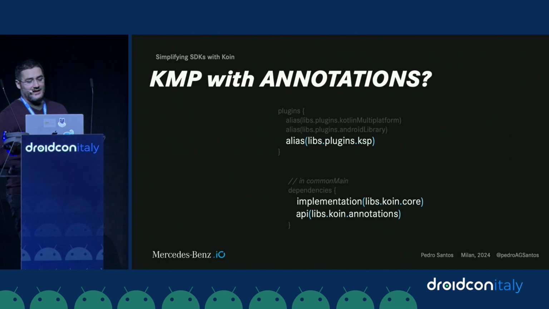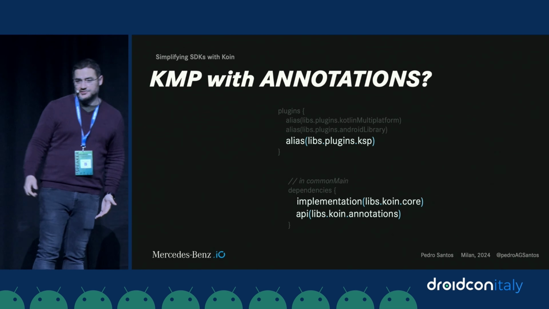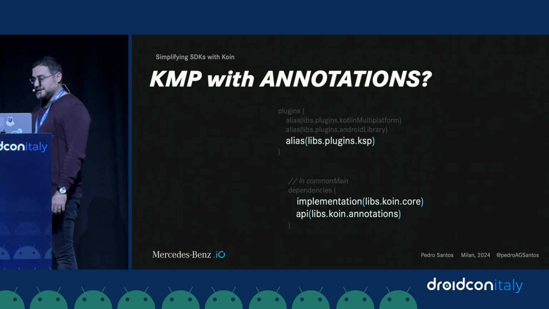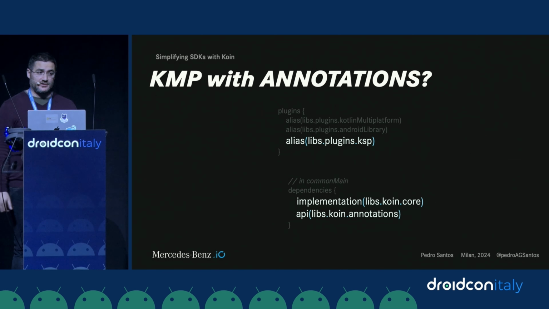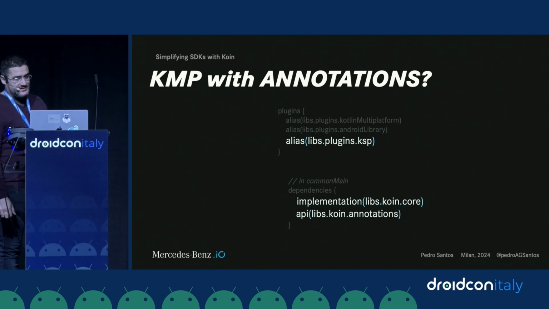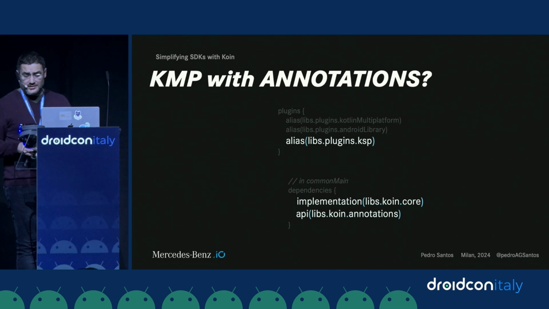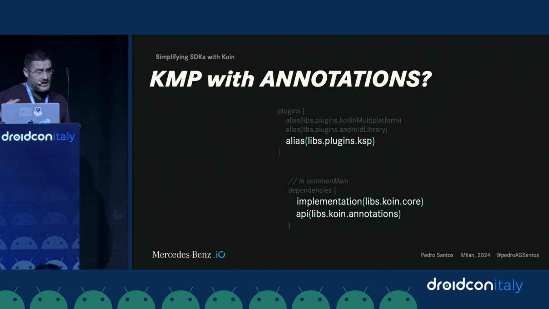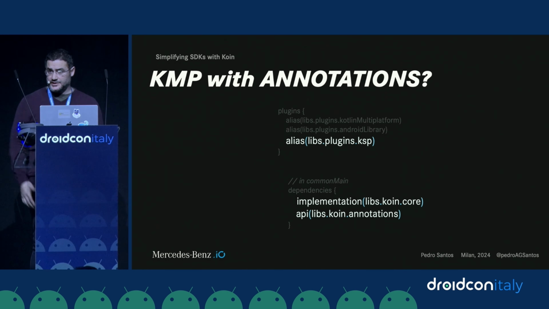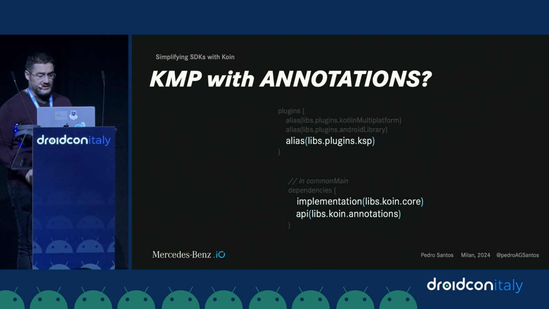So to bring KSP with annotations, because we want to generate those modules, right? That's what we want. We don't want to code them. You need to bring core as it was, and you need to bring annotations. But annotations in this sense is API, and the reason for it is that you will need to generate those across different source sets, right? The iOS, the Android, and if you're supporting whatever other KMP platform, you will be repeating that.